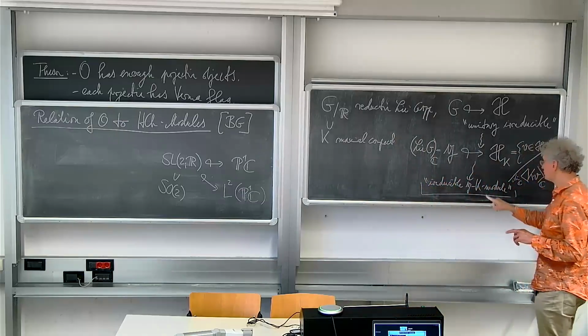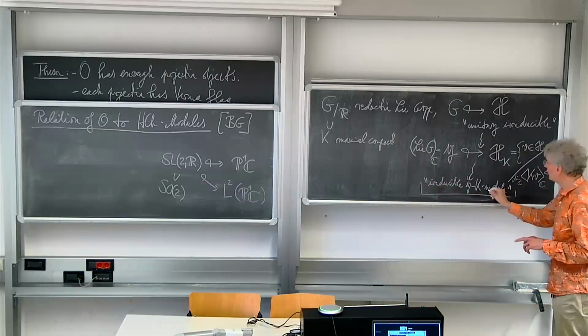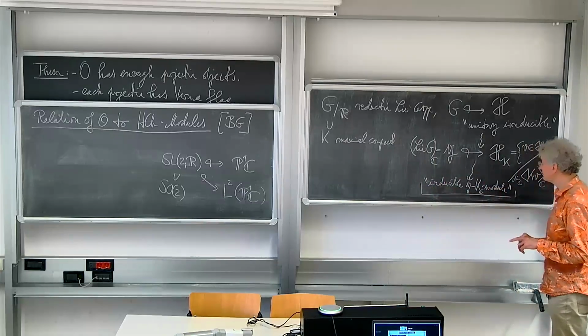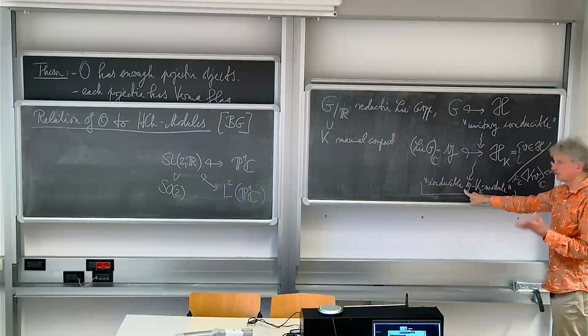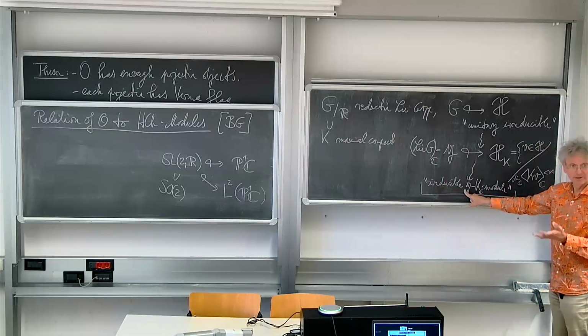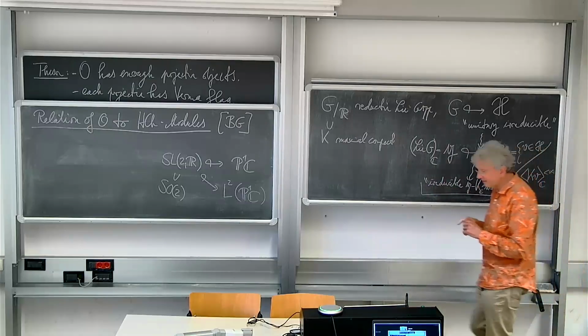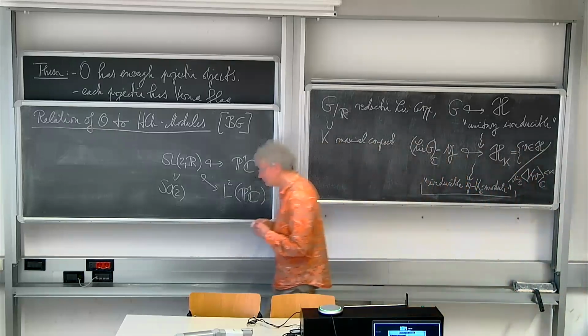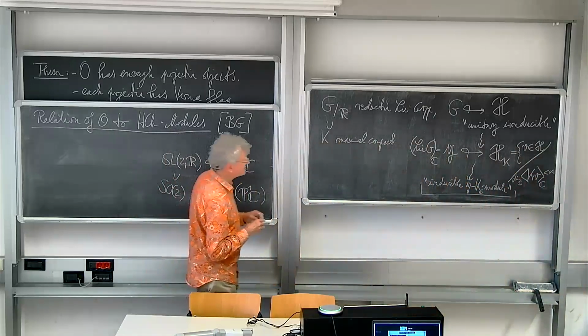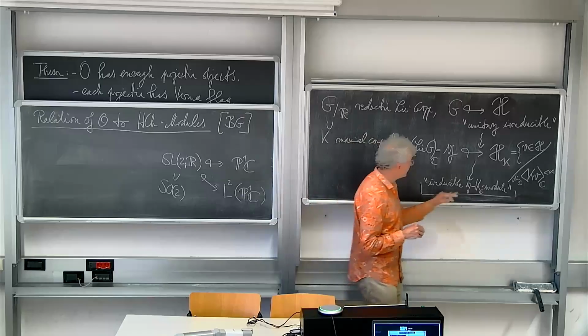So it has an algebraic representation of K, so K could be complexified, why not? And an algebraic action of the Lie algebra, and they're sort of compatible. And these are the Harishchandra modules. I mean, they're just two compatibilities.